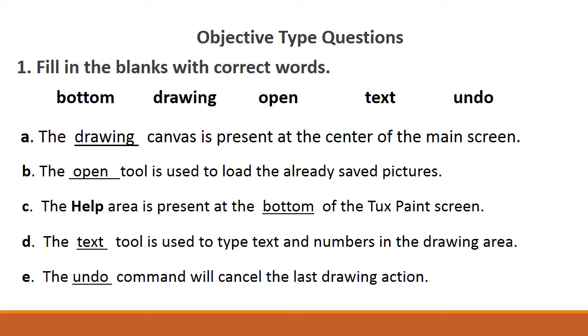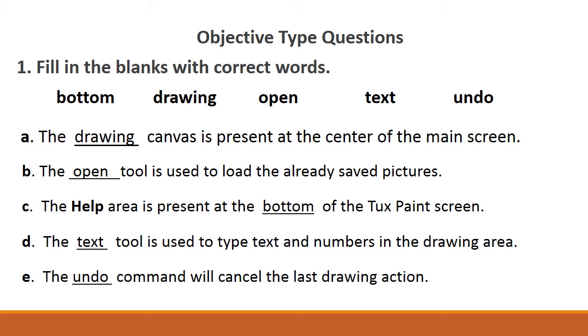The next part of the exercise is objective type questions. Number 1. Fill in the blanks with correct words. Different words are given. The first statement is: the dash canvas is present at the center of the main screen. The drawing canvas. The second part is: the dash tool is used to load the already saved pictures.